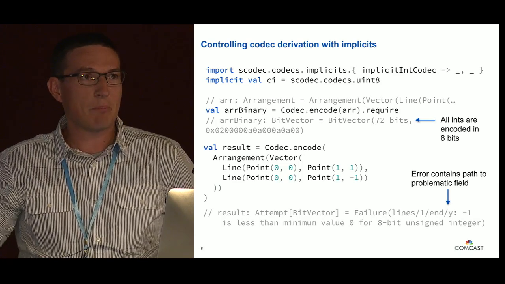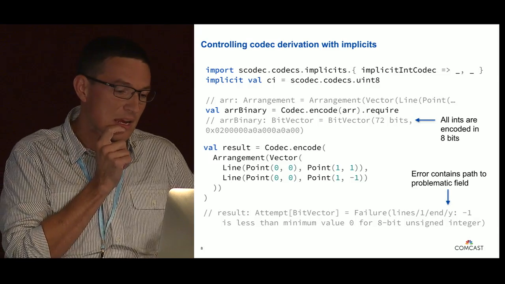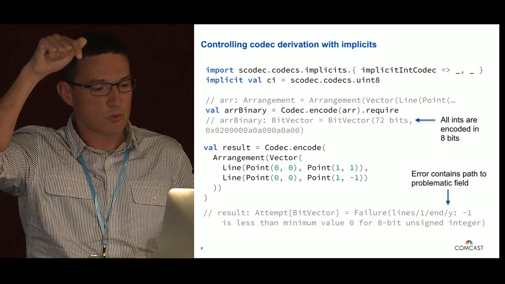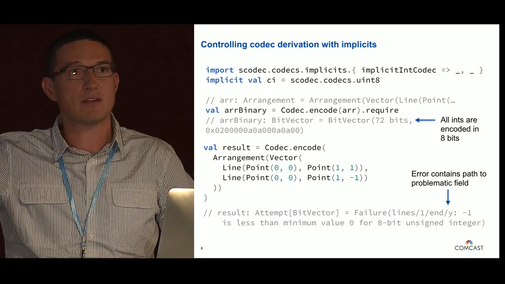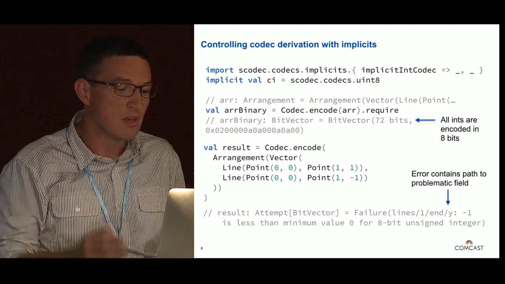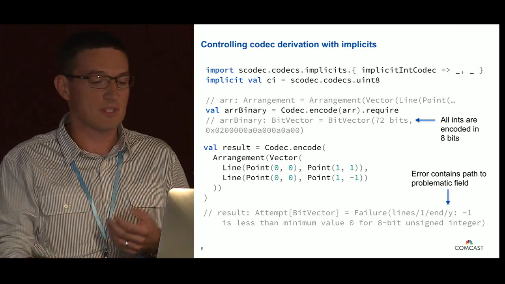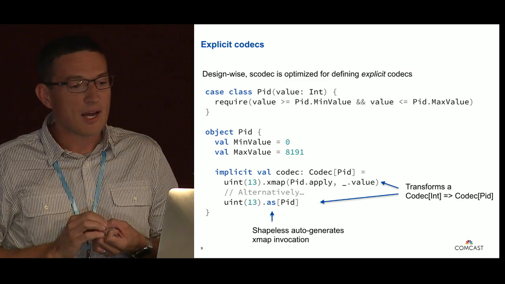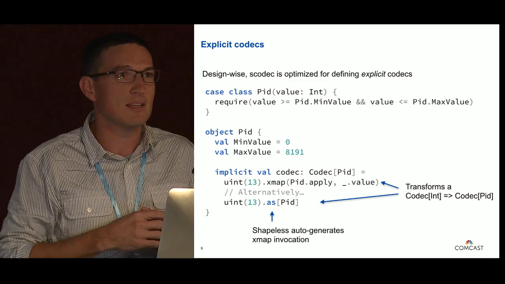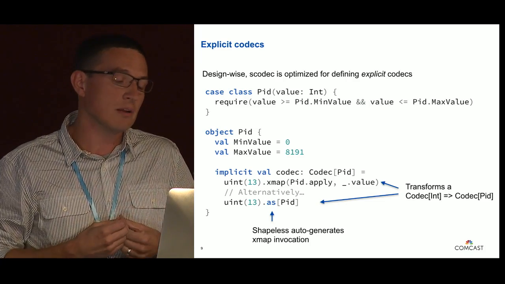But what's interesting is you get a path to the field that failed to encode. So it says, starting at the root of the object that you tried to encode, go through the lines property into the first element of the vector, into the end property and the y property, and that's the field that had the problem. Again, getting these field names out of it is enabled by Shapeless, and we'll see some of that today. That's the lowest bar, though, that a serialization framework could meet: that we can round trip things through encoding and decoding.